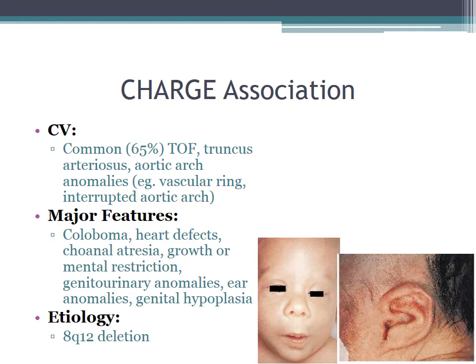Charge association is another important genetic association to know about. From a cardiovascular perspective, there are going to be abnormalities in about 65% of patients, and these abnormalities can include tetralogy of Fallot, truncus arteriosus, aortic arch anomalies like vascular rings or interrupted aortic arch, conotruncal anomalies particularly. The major features are coloboma, heart defects, choanal atresia, growth or mental restriction, GU anomalies, ear anomalies, genital hypoplasia, and the etiology is a defect in 8q12, or particular deletion in 8q12.